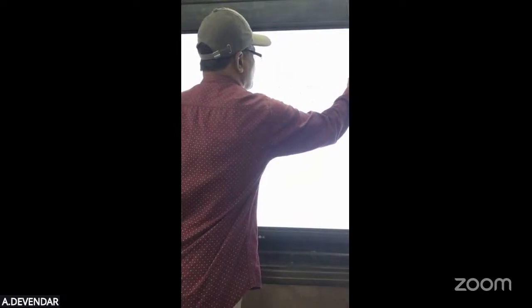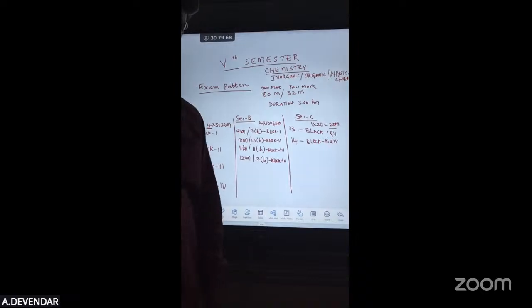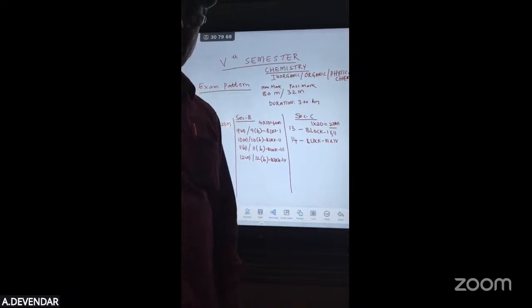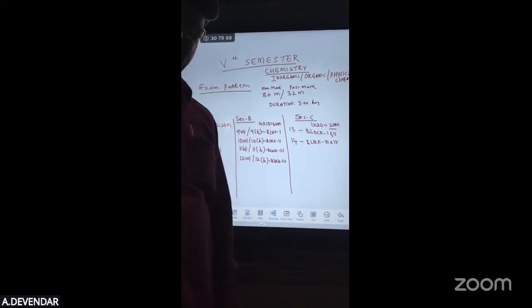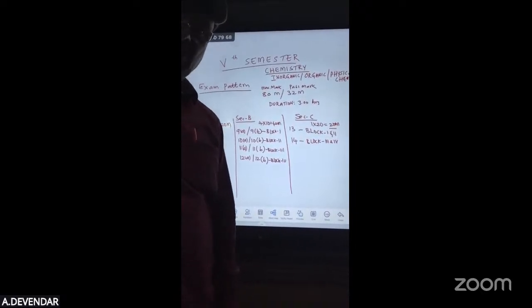Some general topics will be there, and those will be the main important ones. This is your examination pattern. First thing, try to go through your book. This kind of book is given. In that book, the contents come first. The blocks are given. Each block consists of 3 units, which means a total of 12 units are there.